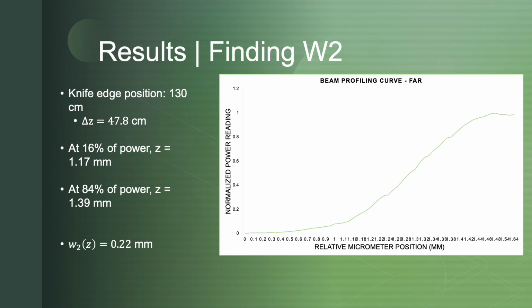At the second knife edge position of 130 centimeters, we measured the 16% power point to be 1.17 millimeters and the 84% power point to be 1.39 millimeters. Using the knife edge profiling method, the beam radius is then 0.22 millimeters, and additionally, the distance between this focus and the previous one was 47.8 centimeters, which is our delta z value.